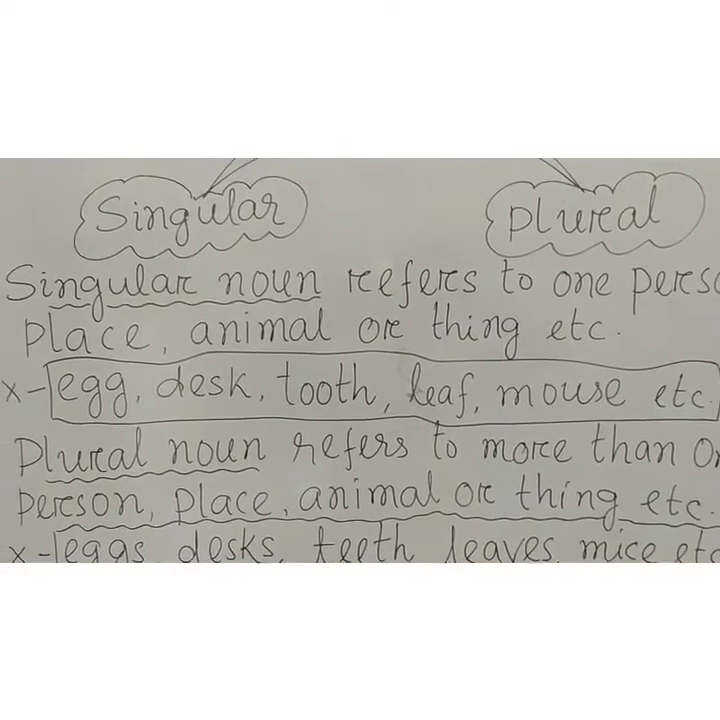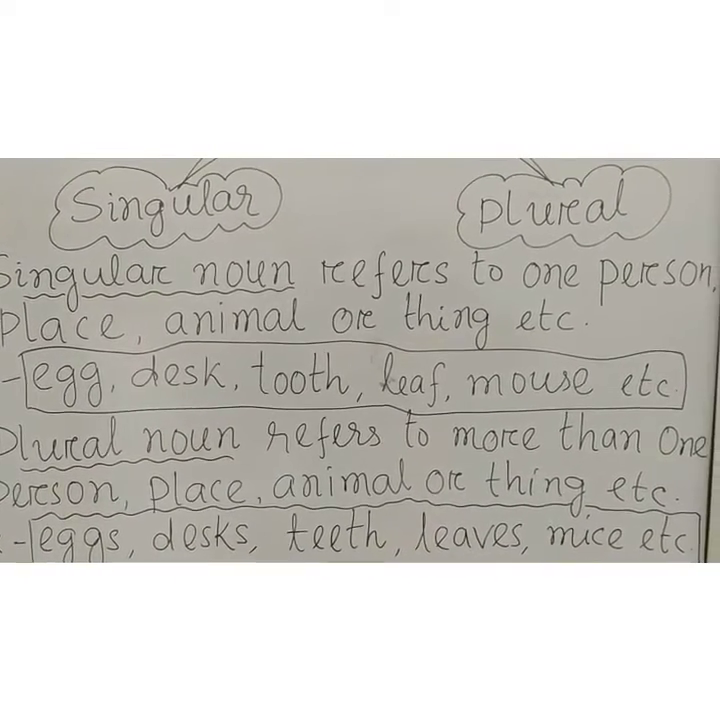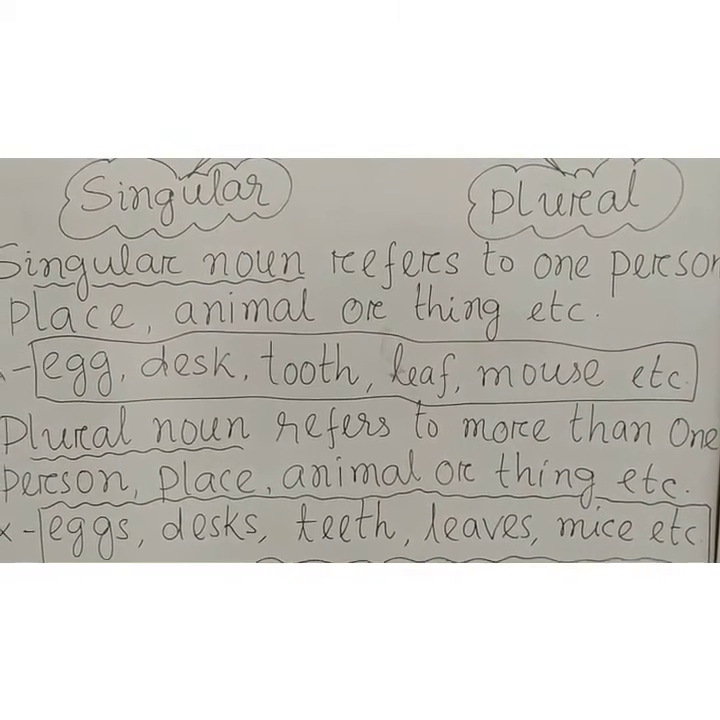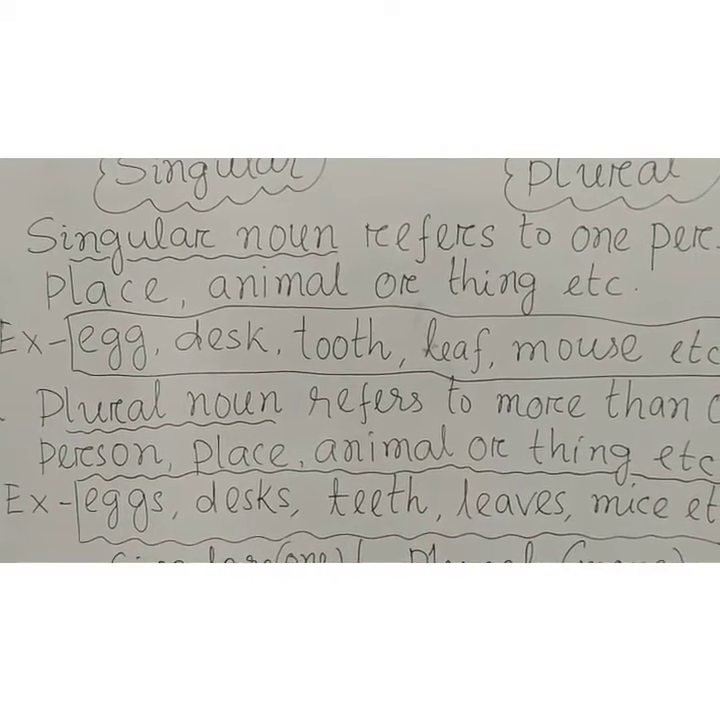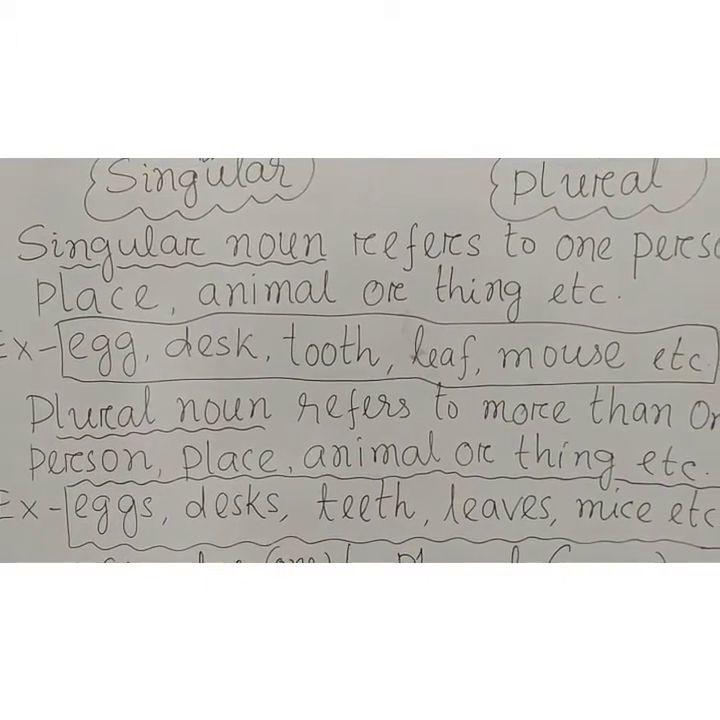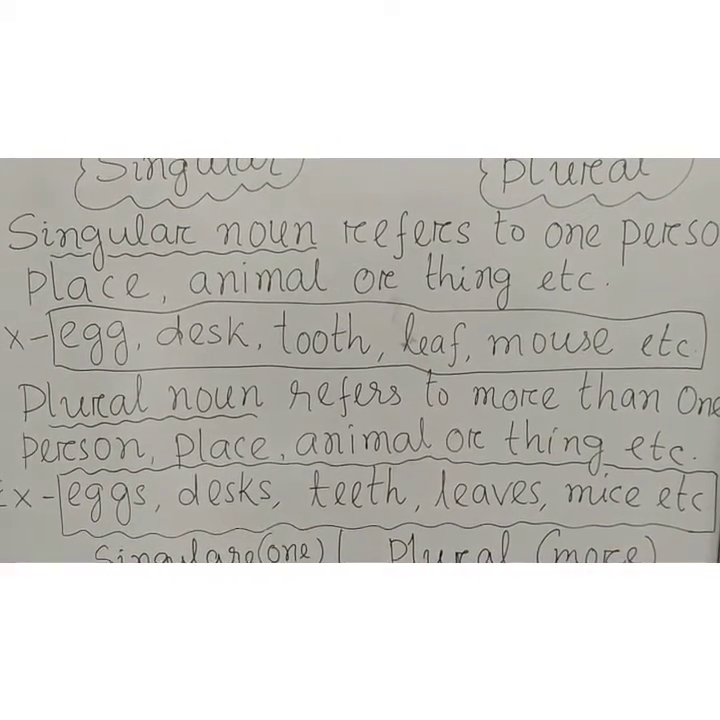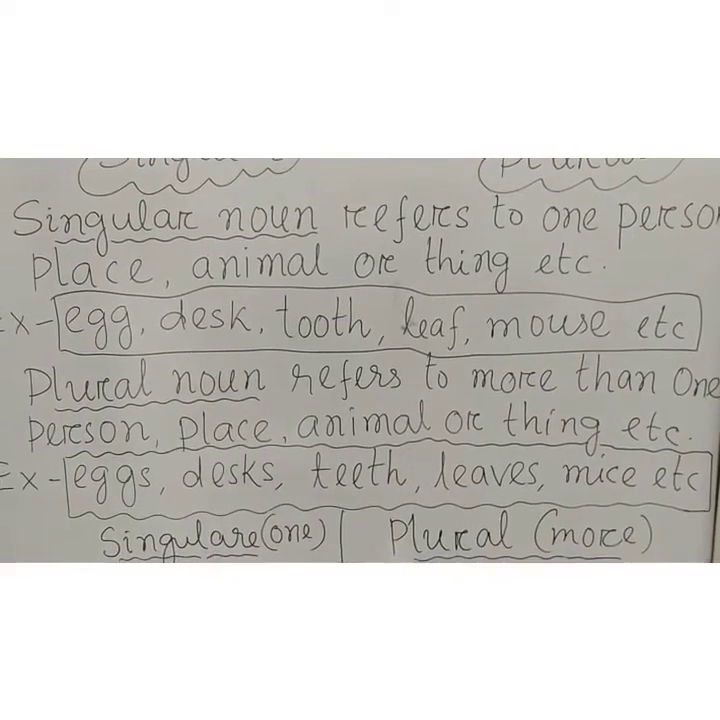Now we will know about the definition of singular noun. Singular noun refers to one person, place, animal or thing, etc. Examples of singular number: egg, desk, tooth, leaf, mouse, etc.